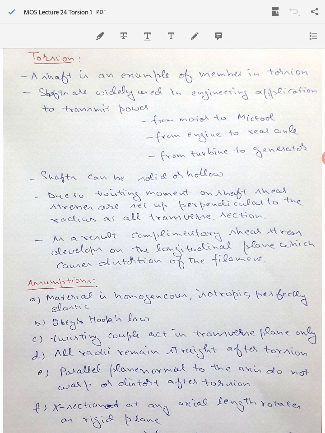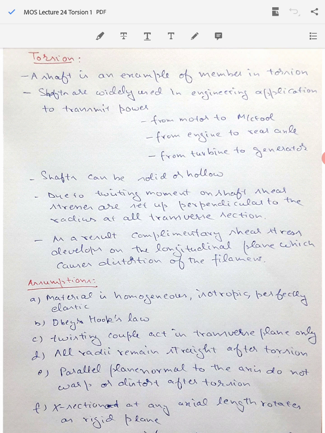Now due to twisting movement on shaft, shear stresses develop in them, and these shear stresses are set up perpendicular to the radius at all the transverse sections. As a result, there is going to be complementary shear stress which will develop on the surface of the shaft or the longitudinal plane, which causes the distortion of the filament on the surface. In a moment we are going to see this thing in detail.